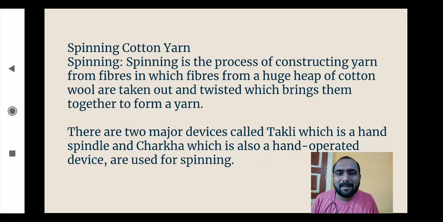While twisting, there are two major devices. The first device is the takli, which is a hand spindle. Hand spindle means it is used by hand. And the other one is the charkha. The charkha is also a hand operated machine. Okay, it is a device, but it is hand operated.